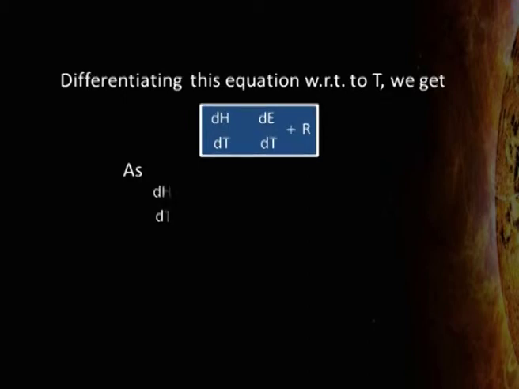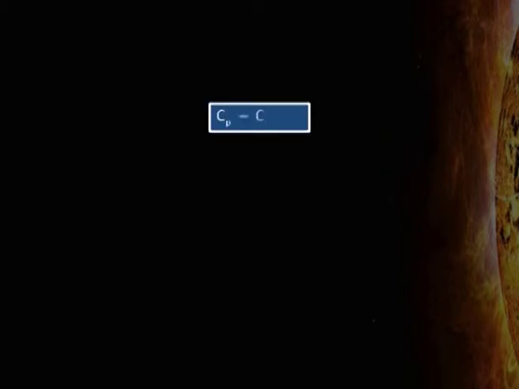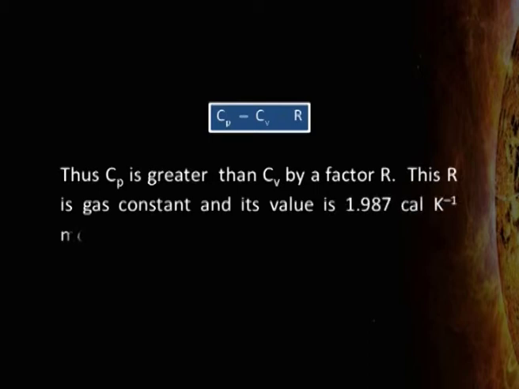As dH by dt is equal to Cp and dE by dt is equal to Cv, putting these values in this equation, we will get Cp equal to Cv plus R, or we can say Cp minus Cv is equal to R. Thus, Cp is greater than Cv by a factor R. This R is the gas constant and its value is 1.987 calories per Kelvin per mole or 8.314 joules per Kelvin per mole.